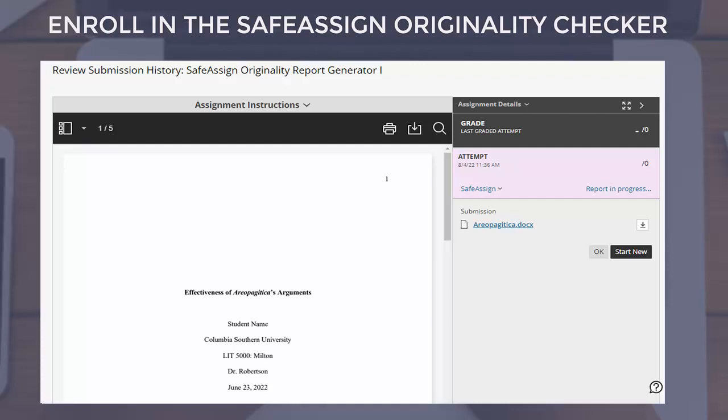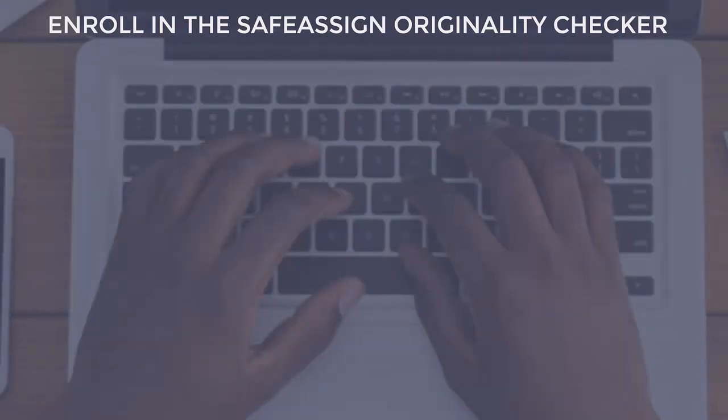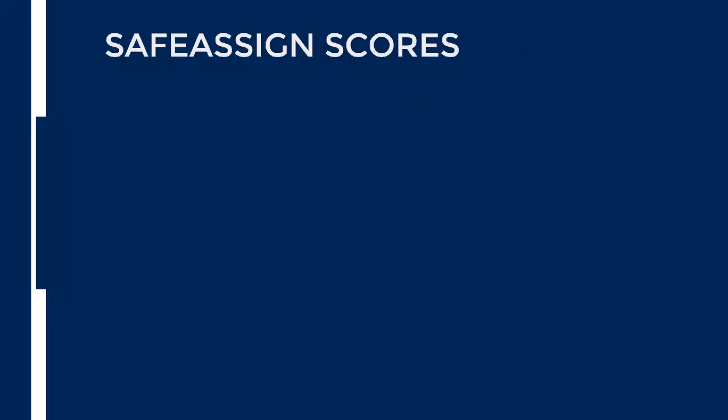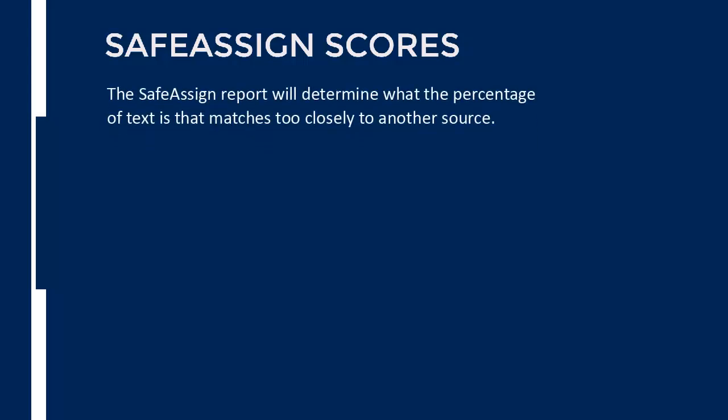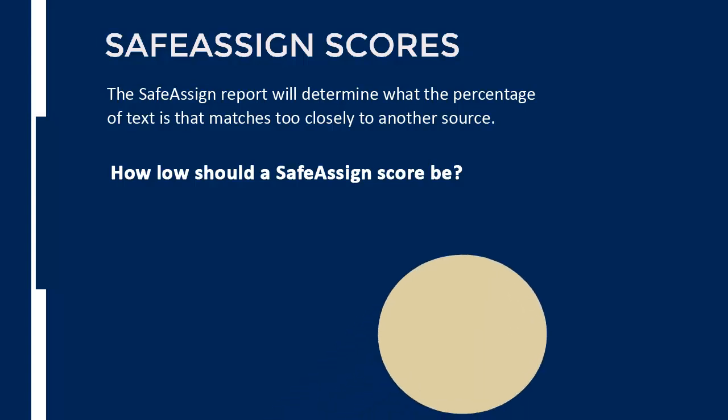While we're waiting for our report to be generated, let's take a short break to talk about percentages. Right now, SafeAssign is generating a report on the paper we submitted. SafeAssign's report will show us what the percentage of text is that matches too closely to another source. I'm hoping that our essay comes back with a low score. But how low should our score be? At CSU, for most assignments, you'll want to aim for a score of 20% or lower.